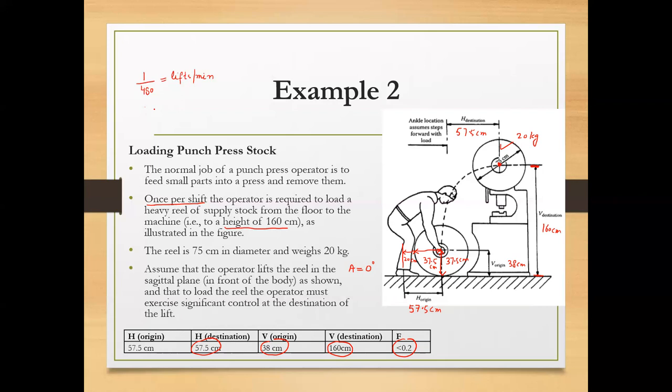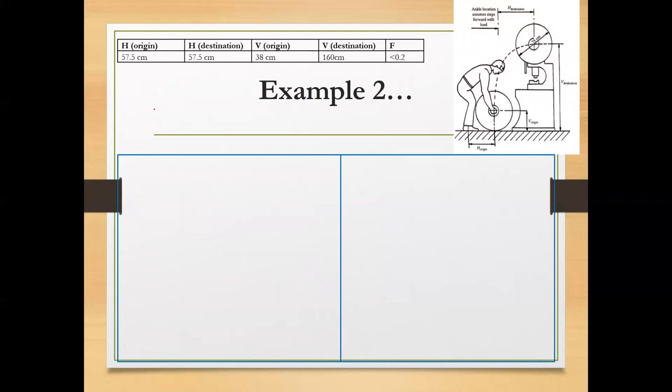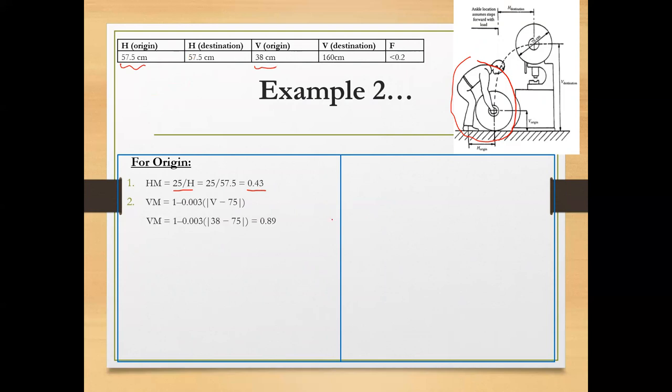Now using these data, let's solve the NIOSH equation and find the RWL and then the lifting index. First we will make calculations for origin, the position from where the load is being lifted, and then we will make the same calculations for the destination. The horizontal multiplier is equal to 25 over H, and we are given that H is 57.5 at the origin, so the horizontal multiplier turns out to be 0.43. The vertical multiplier is equal to 1 minus 0.003 times mod V minus 75. V at the origin is 38 centimeters, so the vertical multiplier turns out to be 0.89.